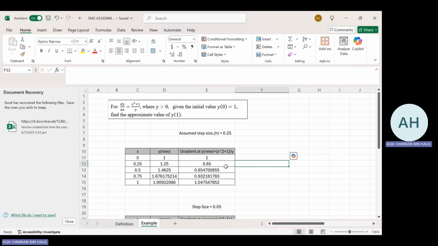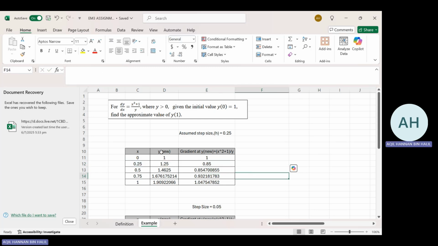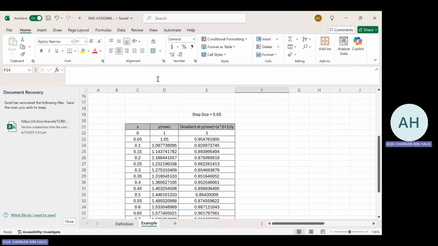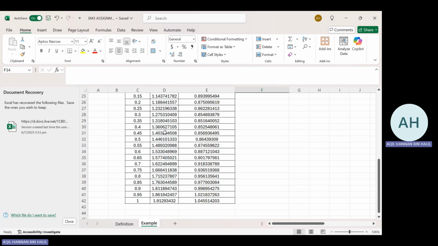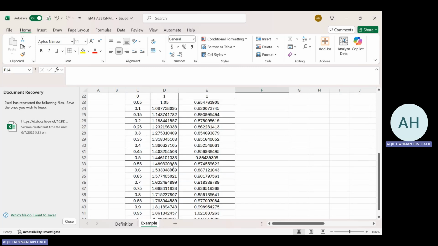And for the new gradient, I can do the same thing and just plug the x and y values over here, which will give me this. And then I'll repeat it down the row, which I can do with just Control D, and it will give me all the values over here. And I can repeat the steps also for the following step size 0.05. But there will be more values, as 0.05 is a smaller step size than 0.25. Hence, there are more numbers counting towards 1.